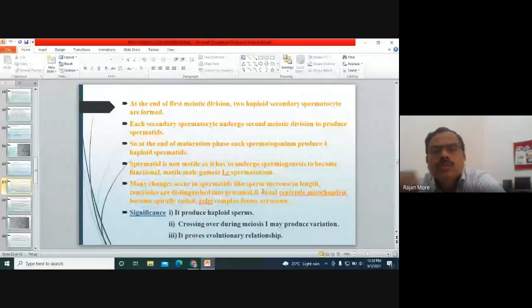The significance of spermatogenesis includes that it produces haploid sperms, and in that process, meiosis and crossing over take place, which produces variation, and it promotes evolution.